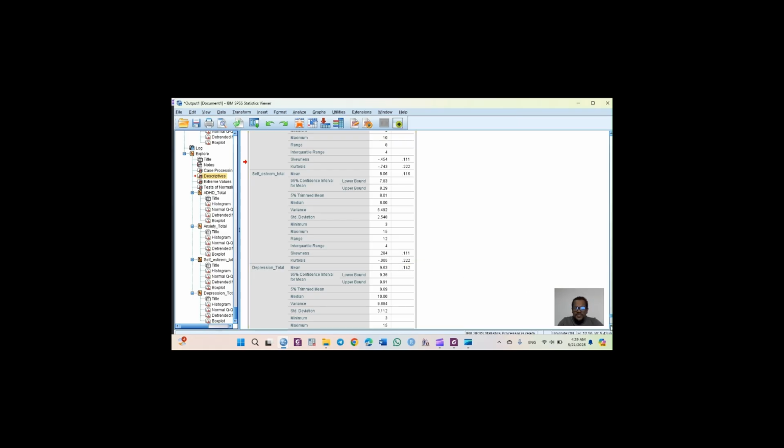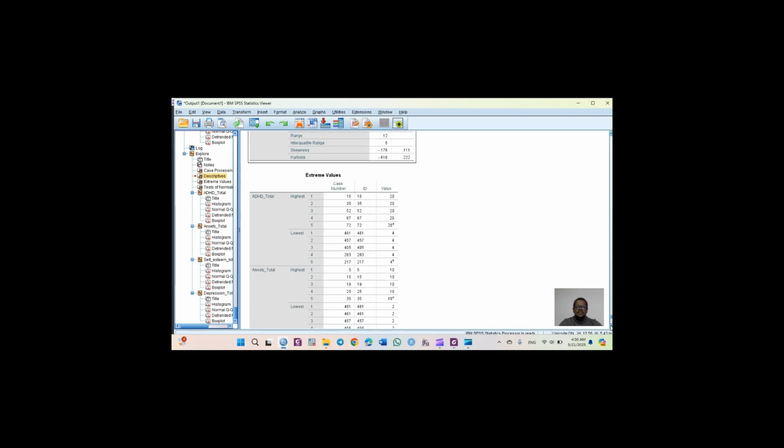And for depression, the mean is 9.63 and the median 9.69. That's good. And also the skewness and the kurtosis. So all of them satisfy the assumptions. One of the assumptions is descriptives: the mean, median, and the 5% trimmed mean are closely aligned. So it passes that.